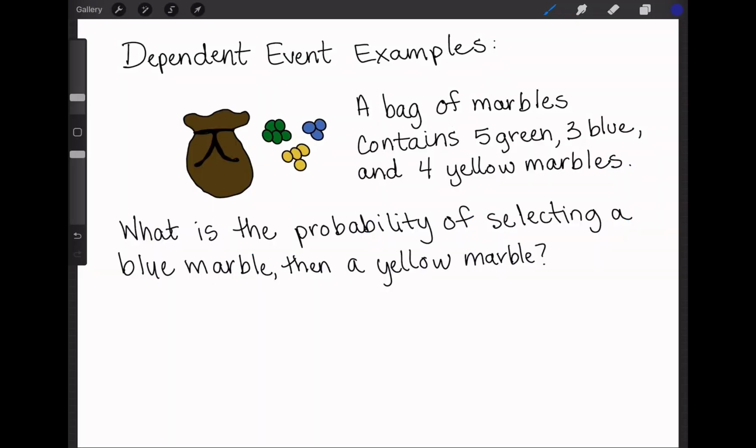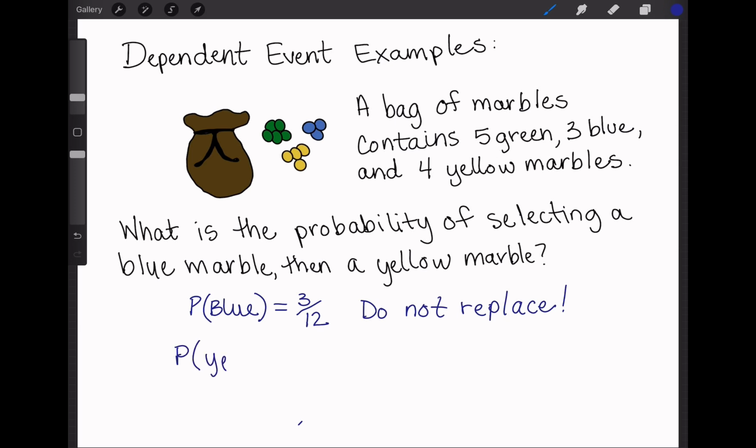In my next example of dependent events, I have a bag of marbles, and it contains 5 green, 3 blue, and 4 yellow marbles. We need to know what the probability of selecting a blue marble then a yellow marble is. So first, let's figure this out. We need to know the probability of drawing blue. That's 3 out of how many total? You're right, 12 marbles. And then we do not want to replace.